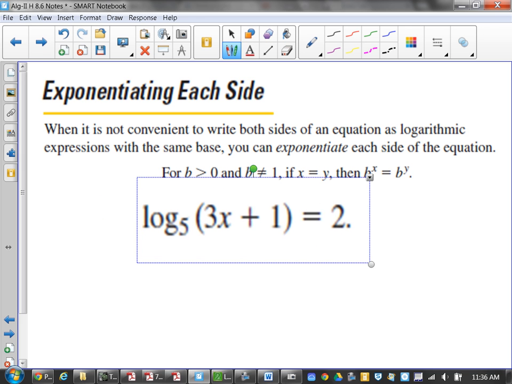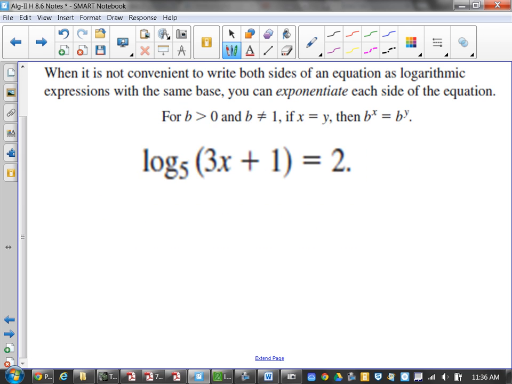This is log base 5 of something. How do I get rid of the log? I put a log base 5 here. So it's 5 to the log base 5. These undo each other, which means I get 3x plus 1. Now, I exponentiated the one side, so I have to do the other side, so I have 5 squared, which is 25.